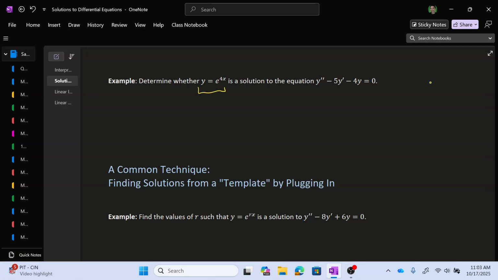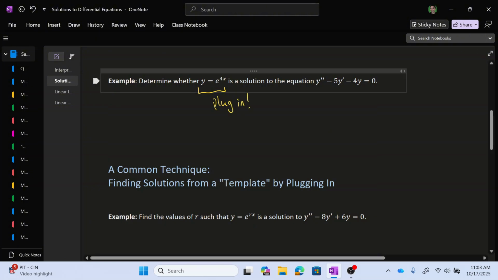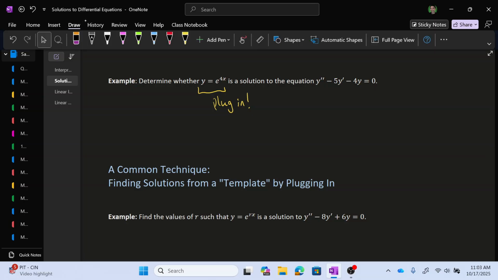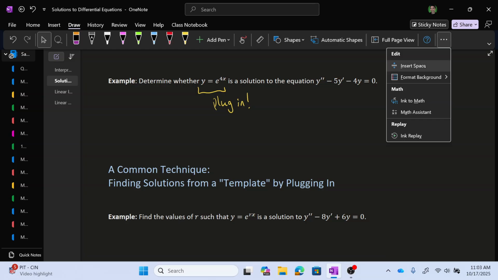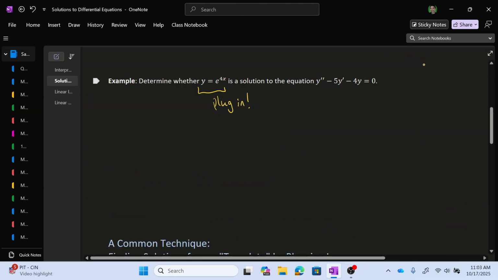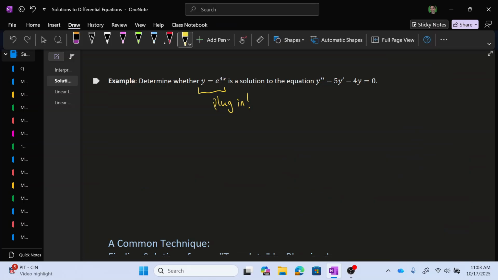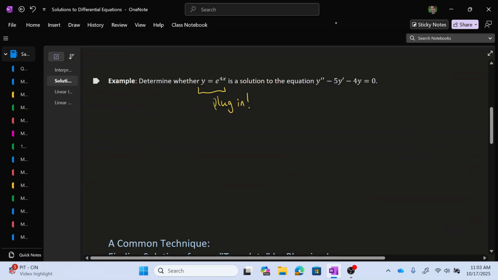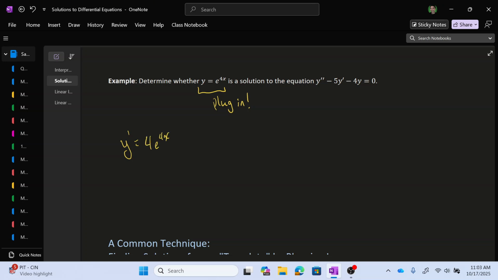So I'm going to take this guy that's given to me and I'm going to plug in, which means that everywhere there was a y, there is now going to be an e to the 4x. And everywhere there was a y prime, there's going to be a derivative of e to the 4x. And everywhere there was a y double prime, there's going to be a second derivative of e to the 4x. So separately, let me go ahead and calculate that first derivative and that second derivative. The first derivative of e to the 4x is 4e to the 4x via chain rule. The second derivative brings down another copy of 4, so that's 16.